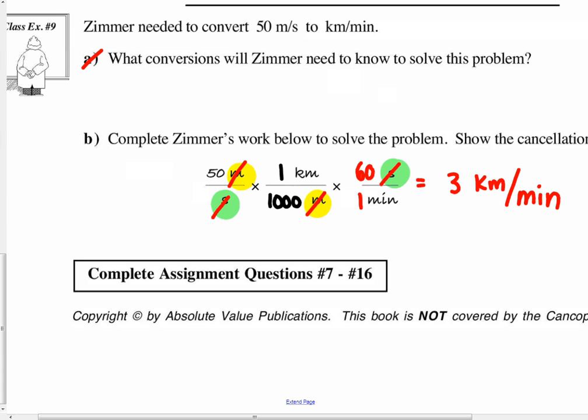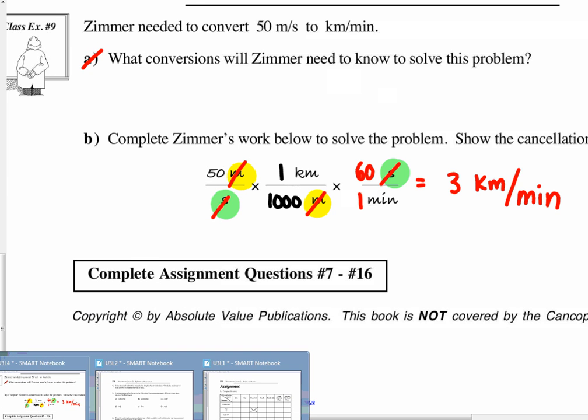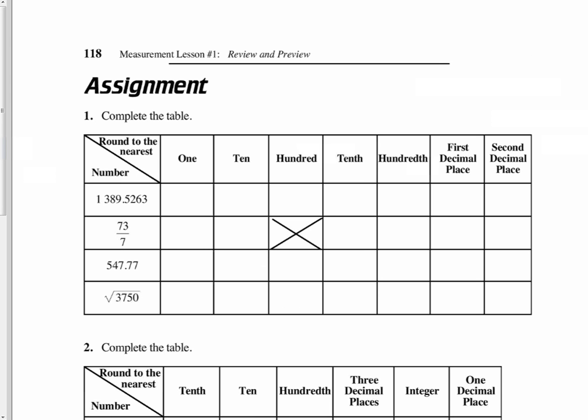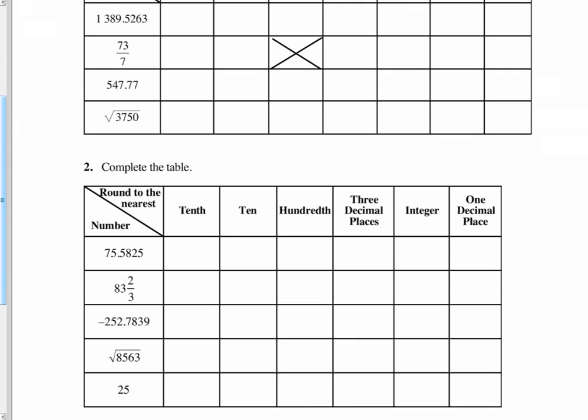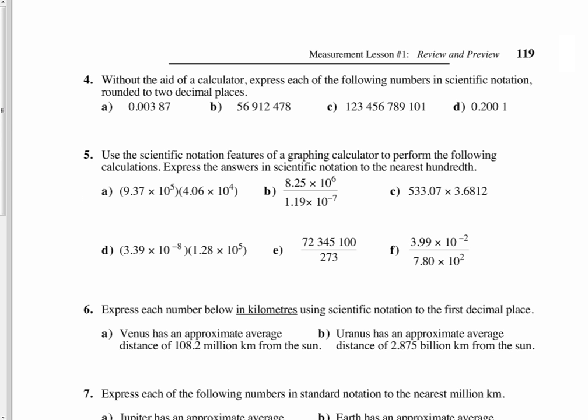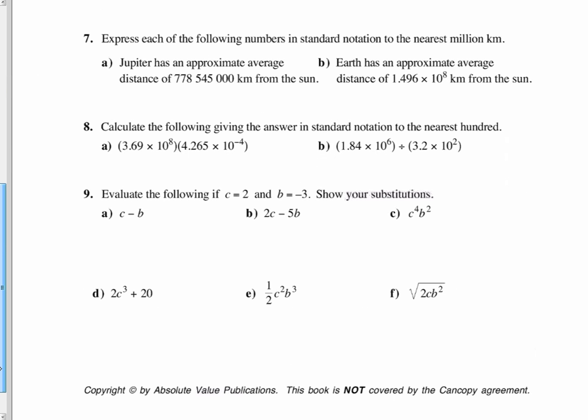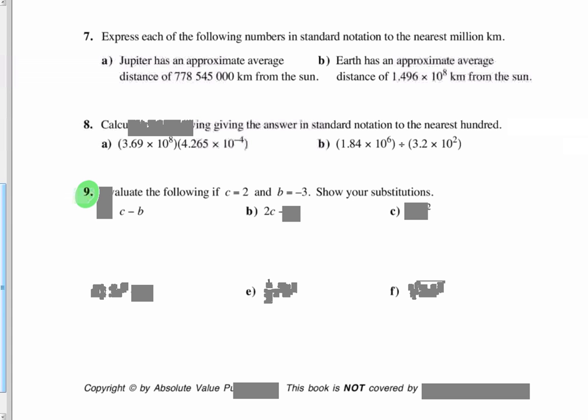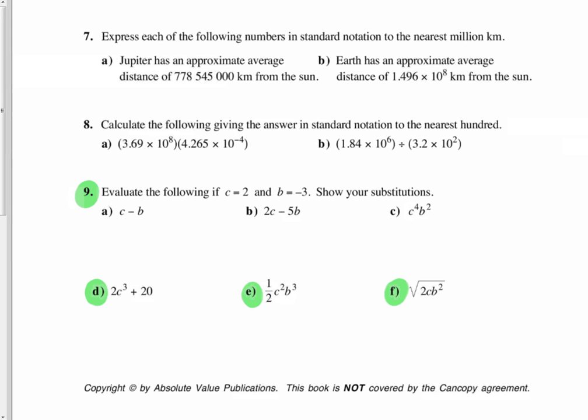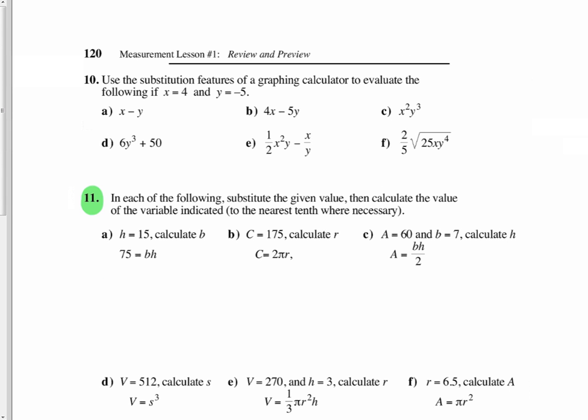It's a long one, so you need to do some circling. Head to page 118 first, lesson 1. I want you to circle the following. Number 2, and then you go all the way over to number 9. We want to do D, E, F. Then 11, A, B, C, and D.